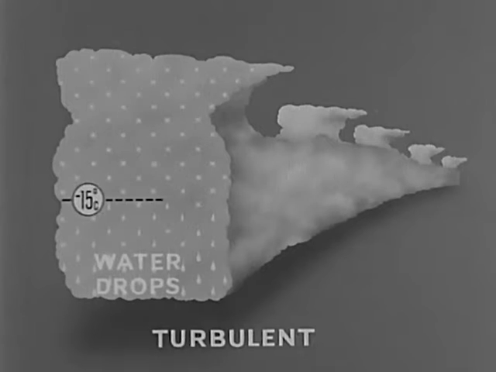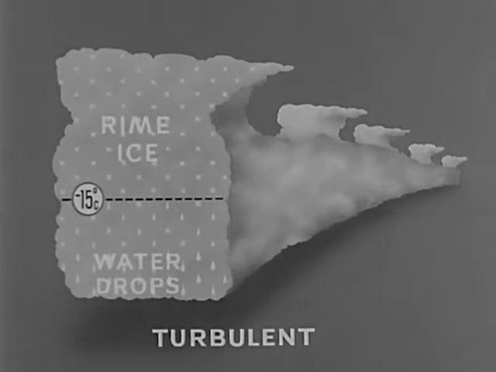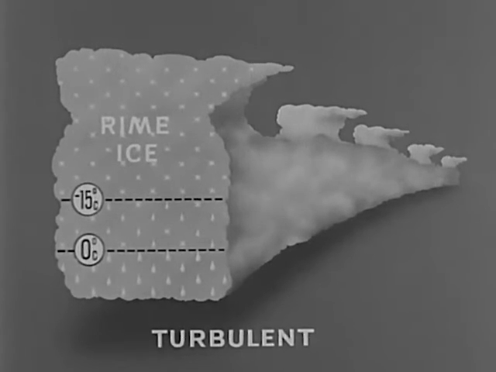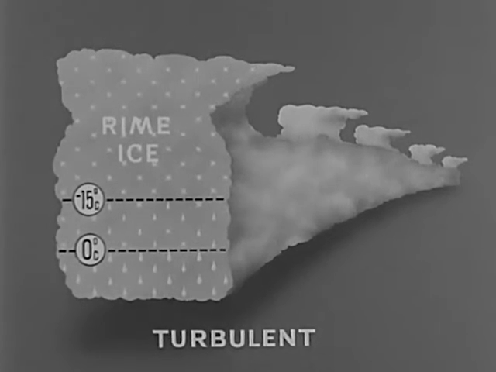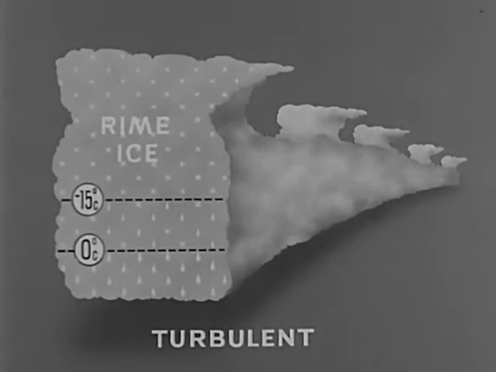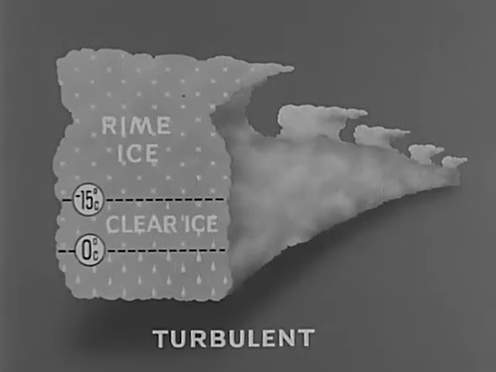At temperatures below minus 15 degrees centigrade, since the droplets are small and less numerous, rime ice can be expected. Where temperatures are between 0 and minus 15 degrees centigrade, the droplets are large and numerous. In this area, dangerous accumulations of clear ice will form.